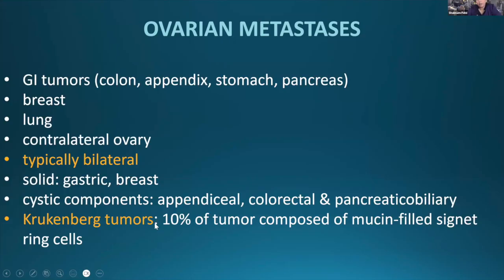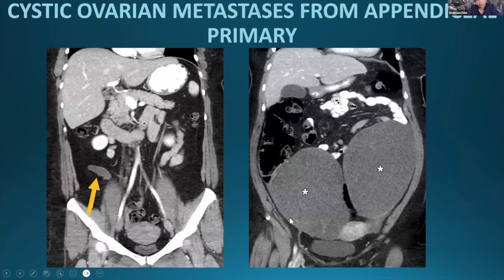the Krukenberg tumor is really a pathological diagnosis. So the tumor has to have at least 10% of mucin-filled signet ring cells on pathology to qualify as a Krukenberg tumor. And let's look at some examples.